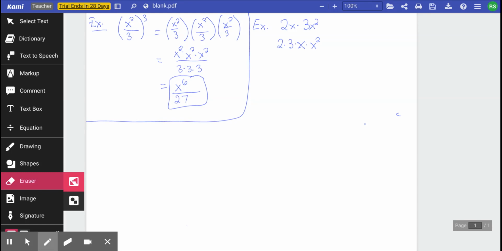There they are. 2 times 3 is 6. X times x squared is x to the 3rd. That is our simplified expression.